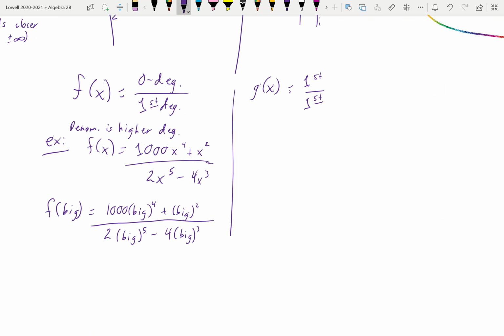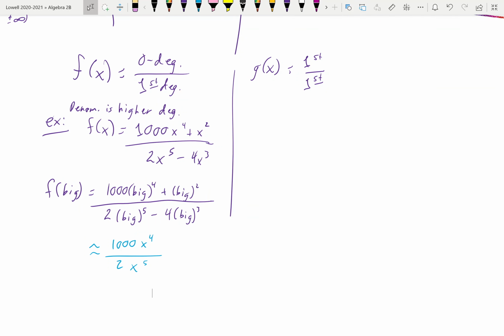There are big numbers all over the place, but what are the most important big numbers? The most important ones are going to be the ones with the biggest exponents. So I like to look at the numerator and the denominator separately. In the numerator, the most significant piece is the x to the fourth, the big number to the fourth. In the denominator, it's the x to the fifth. That means that when x is really, really big, this function is essentially 1,000 x to the fourth over 2x to the fifth.